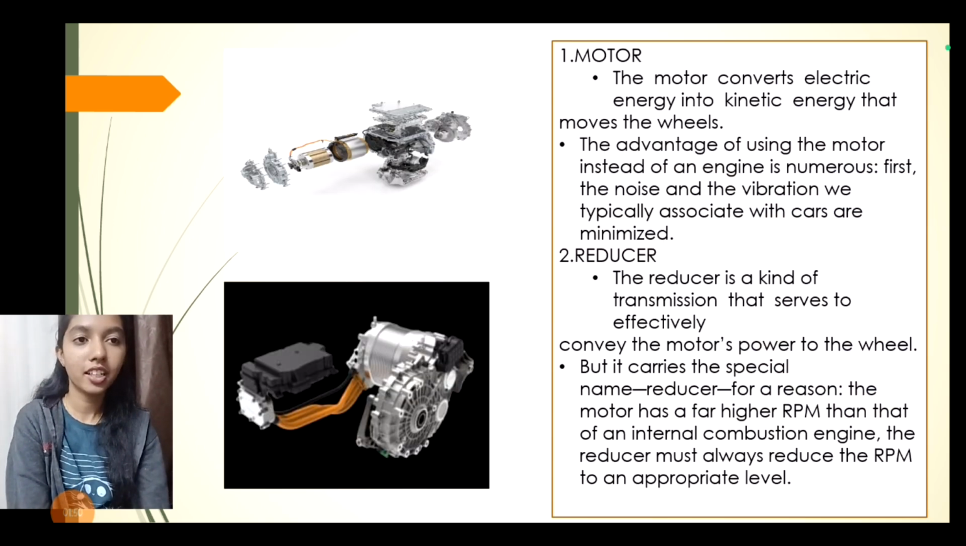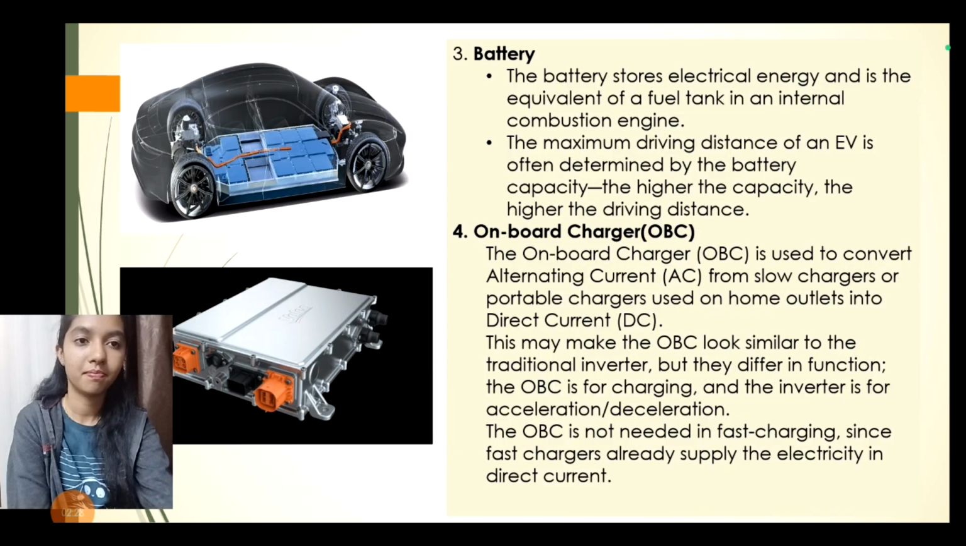Motor. The motor converts electric energy into kinetic energy that moves the wheels. The advantages of using a motor instead of an engine are numerous. First, the noise and the vibration we typically associate with cars are minimized. Reducer. The reducer is a kind of transmission that serves to effectively convey the motor's power to the wheel, but it carries the special name reducer for a reason. The motor has a far higher RPM than that of an internal combustion engine. The reducer must always reduce the RPM to an appropriate level.